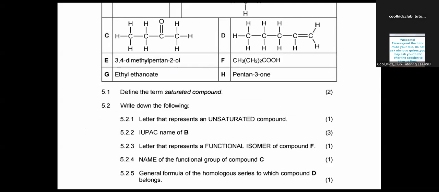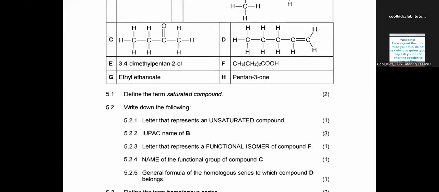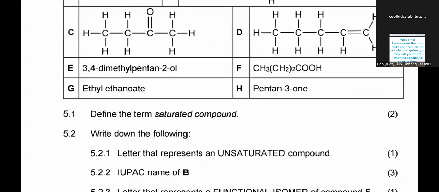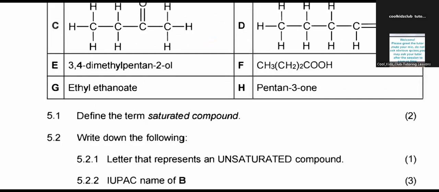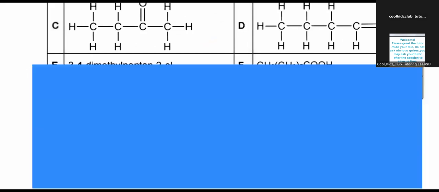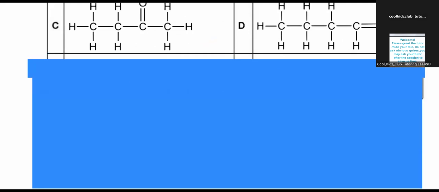Then they said, name the functional group of compound C. We look at C and name the functional group of compound C. They just want the group. So what will be the group of that? Now I want you to look at it. And I want to remind you of something from that lesson. You remember that after the alcohols, we will have something called aldehydes. Aldehydes.